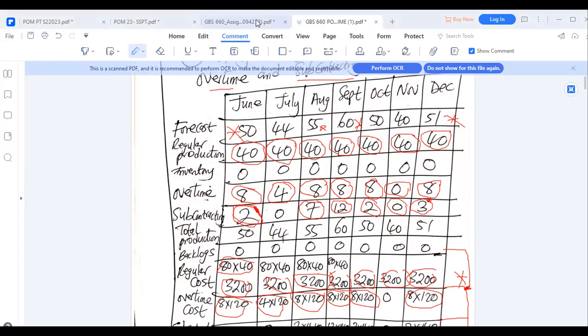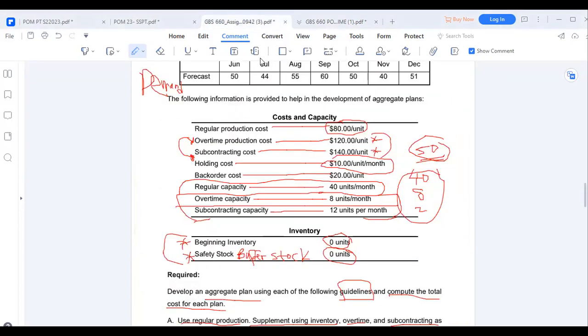You know what it means? That was the maximum possible that we can go for overtime. But we can go for less than that, but not more than 8. Because it says capacity. You know what it means? The capacity of the stadium is 20,000 people. So that's the maximum, but we can go for less than that.